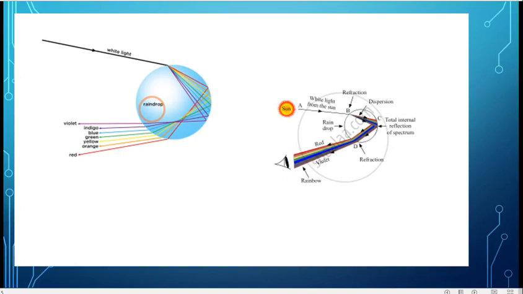Now, ऑप्टिकल फिनोमिनॉन डिस्कस टिल नाउ आर सफिशिएंट टू एक्सप्लेन द फॉर्मेशन ऑफ रेनबो. कैसे फॉर्म होता है? It is seen during rains and on the opposite side of the sun. It is seen only during mornings and evenings and not throughout the day.